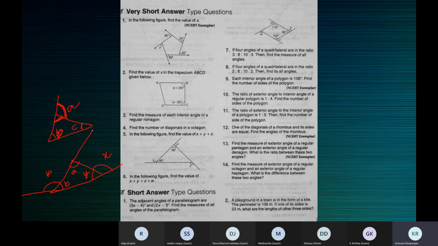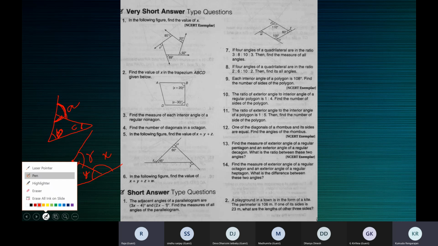Very good. Now if I produce this, I get, say, R here. What is R equal to? Ma'am, B plus Y is equal to R. Perfect. You got it. Thank you.